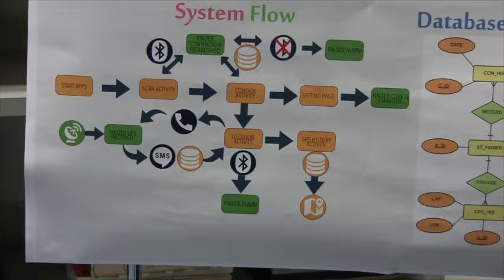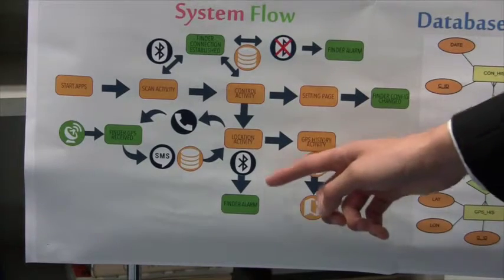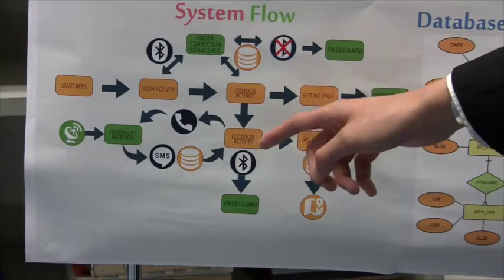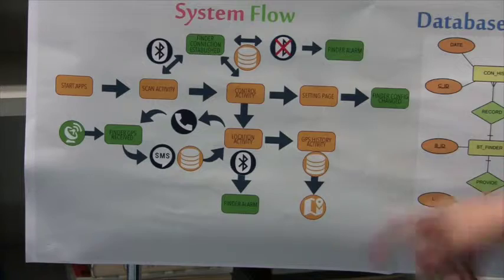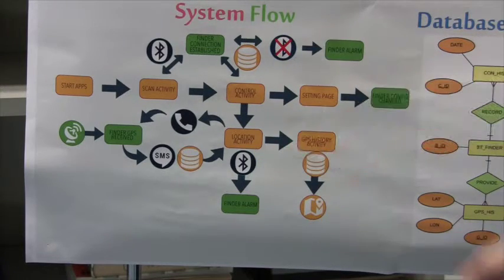The second function in the location page is the Bluetooth connection alarm. When you don't know where the component is, you can click one button in the location activity to alarm the finder, to remind the user where the finder is. So this is the system flow of our application and the system.